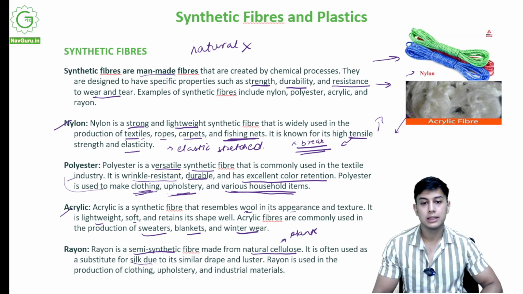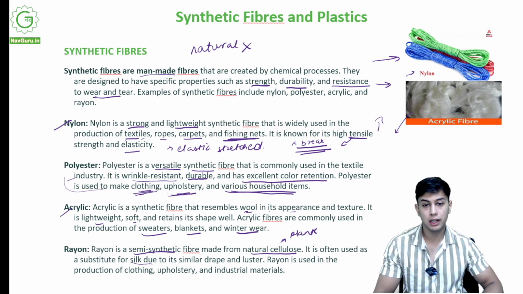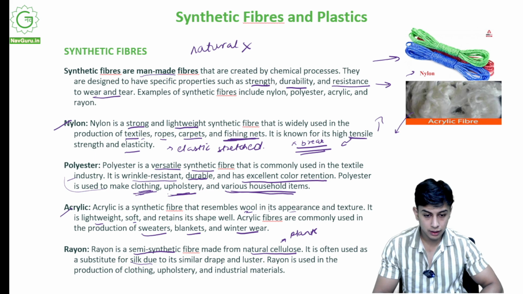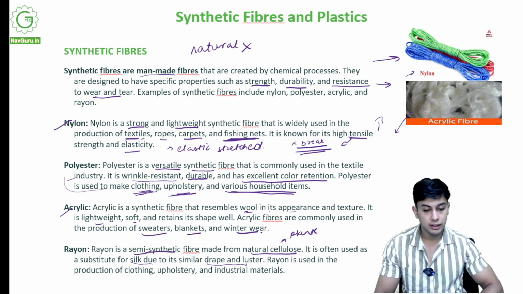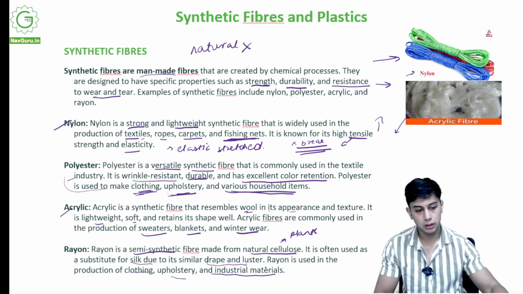So which synthetic fiber is used in place of silk? Rayon, due to its similar drape and luster. So rayon also has shine. Rayon also has that smoothness. Rayon is used in the production of clothing, upholstery and industrial materials. Okay, simple.